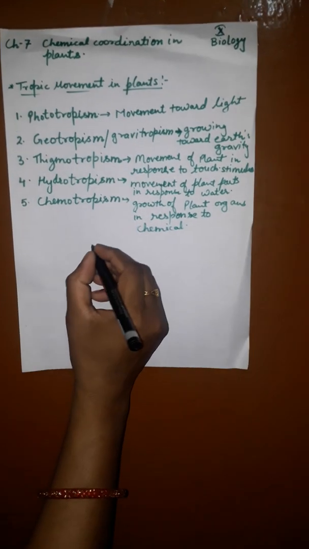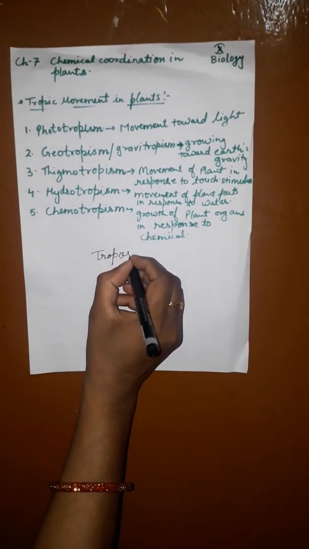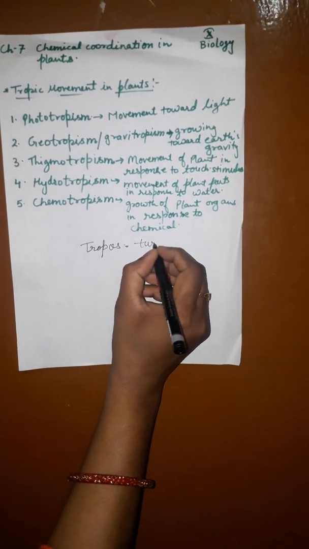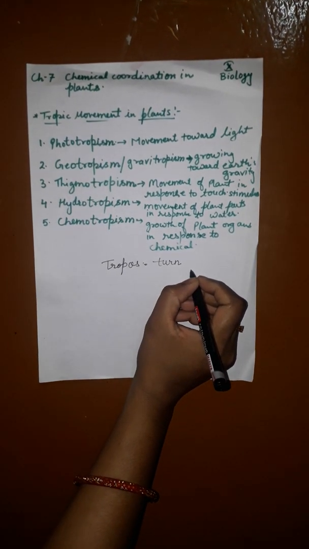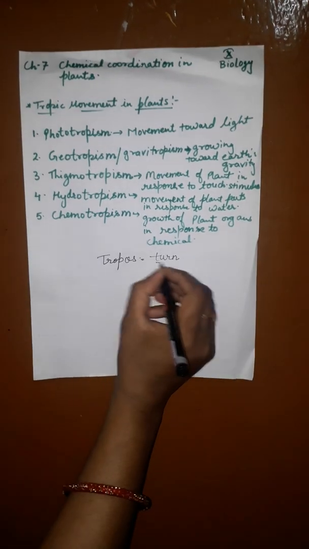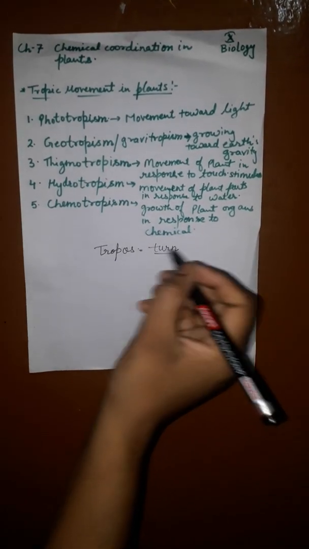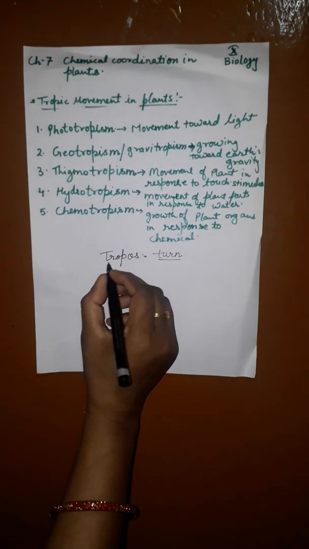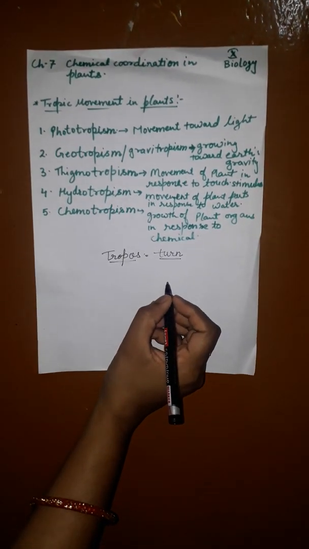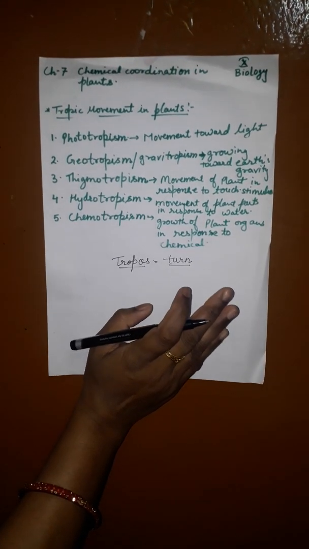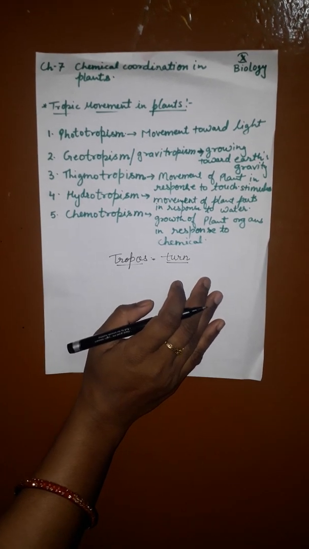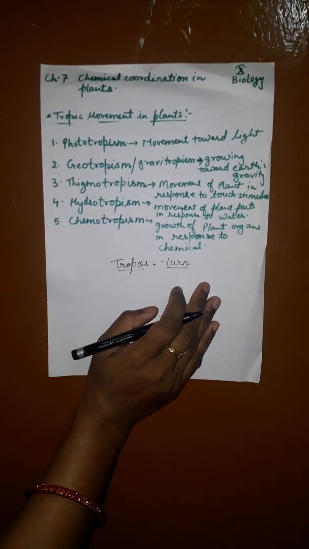The term tropic comes from a Greek word tropos, which means to turn. Growth movement occurring in response to unidirectional external stimuli, which may be sunlight, gravity, touch, water or any chemical, in a plant part is called the tropic movement. What is tropic movement? A response to unidirectional external stimuli in a plant part is called tropic movement.